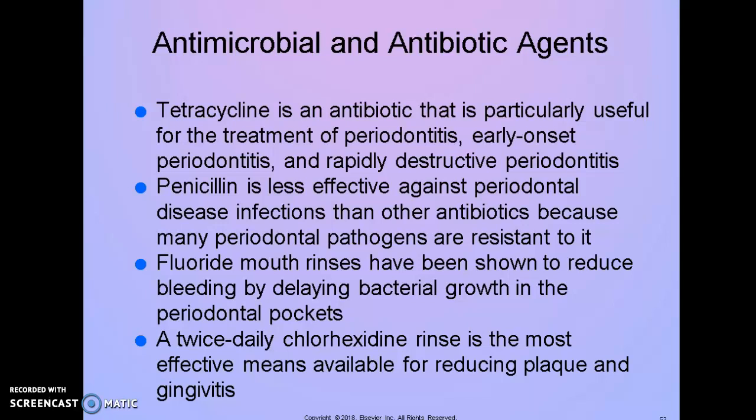Fluoride mouth rinses have also been shown to reduce bleeding by delaying bacterial growth in the perio pockets, which is very promising. And we can also prescribe a twice daily chlorhexidine rinse as the most effective means available for reducing plaque and gingivitis. The only downfall with chlorhexidine is that it can stain the tooth structure and some composite materials brown.